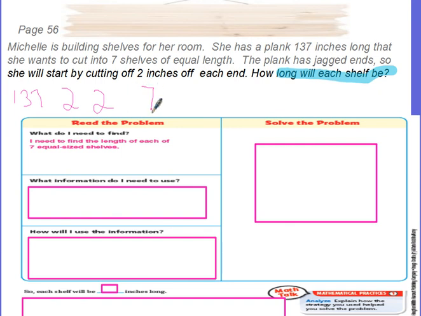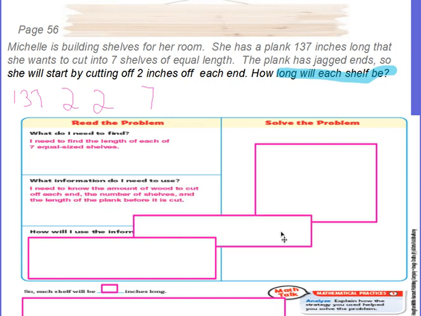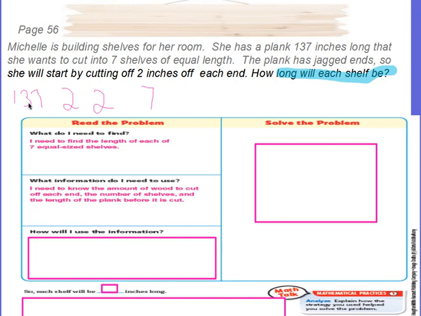So if I go back, I can look at what do I need to know. I need to know the amount of the plank, which is 137. I also need to know how much am I cutting off each end, and then what's the length when I get all done. All right, how will I use that information? Well, I have 137, and if I have to cut it off, I'm going to subtract and subtract. So I'm going to do 137 subtract 2 and subtract 2 more first, because then I got to figure out how long my board is. And then if I'm dividing it equally into 7 boards, I'm going to divide by 7.